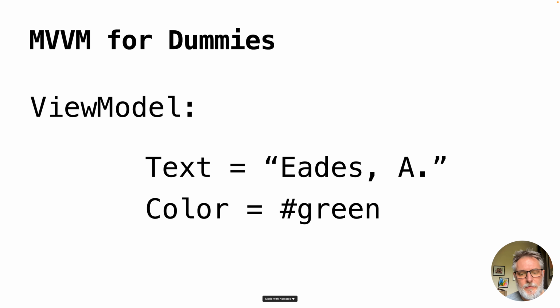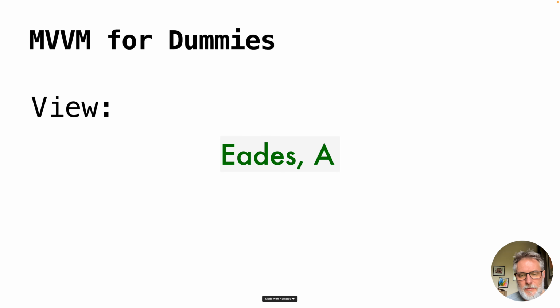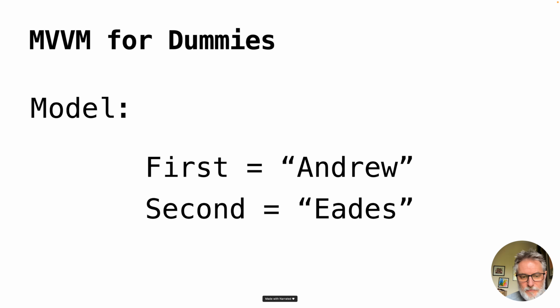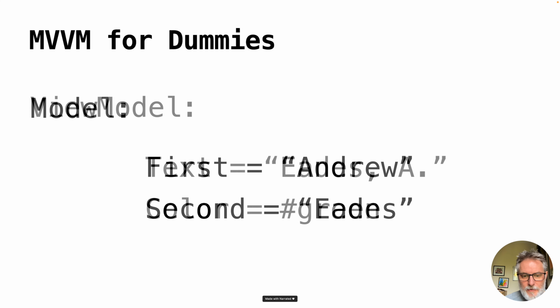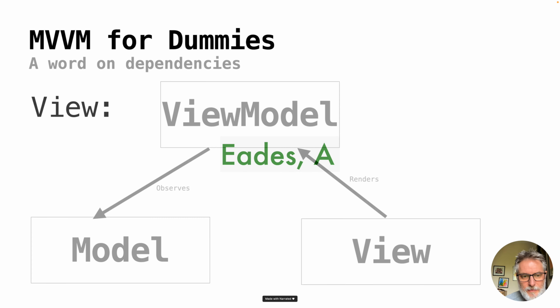we're going to display Eads, A in green, and that's what the view is. So that's the fundamental difference. Now if we go backwards through this, what we're seeing is green Eads, A. That is described by the view model as a model of some text and a colour, and that comes from the actual model from the database of a different set of data. But you can see that we use the model data to derive the view model, and then the view presents that, and that's essentially it.